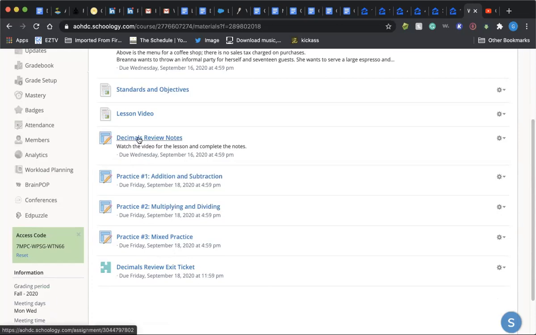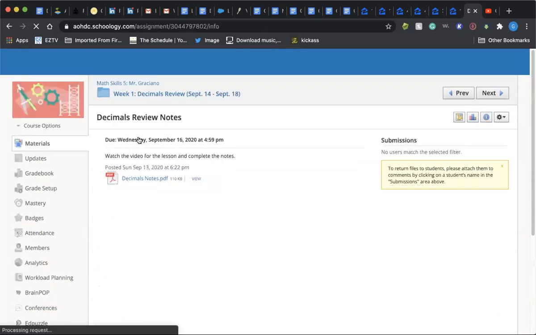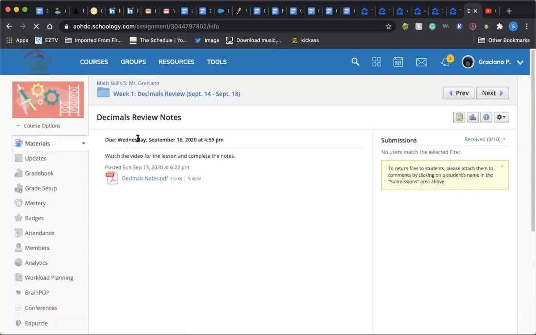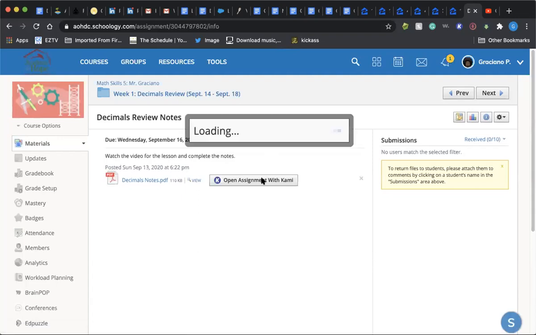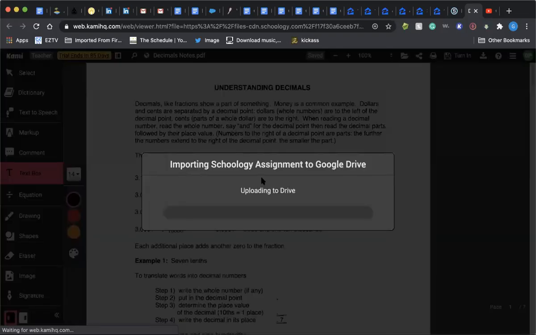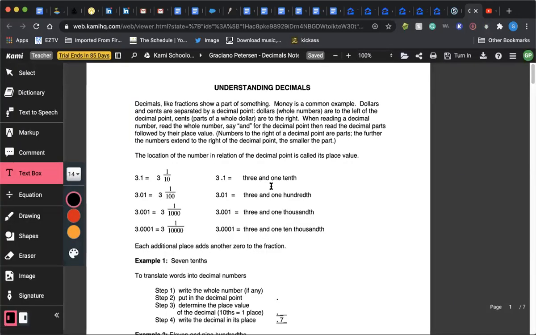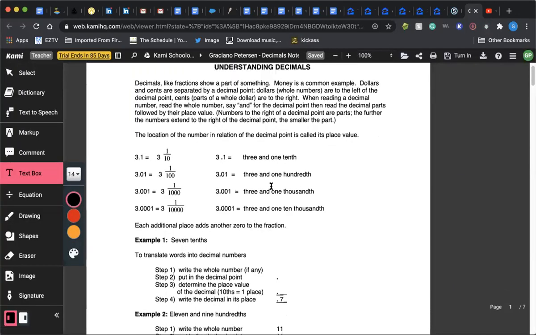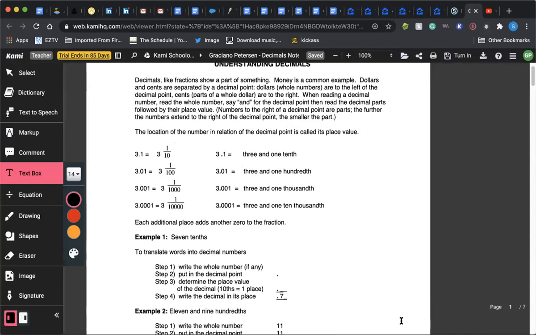The best way to do that is to click here on the thing that says notes, wait for it to load, and then click open assignment with Kami, because that will open it in your Kami extension, which will allow you to mark up directly onto the PDF and save it wherever you leave off, so you don't have to worry about finding it later or looking for it somewhere else on your computer. So this is why you should really open it in Kami. Okay. All right.